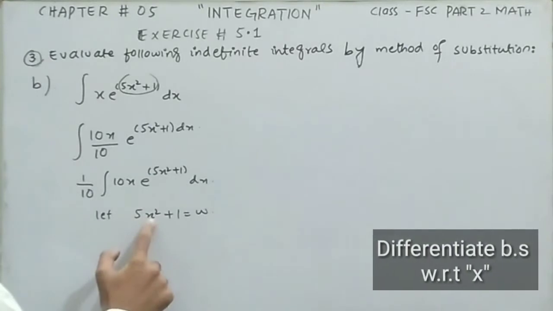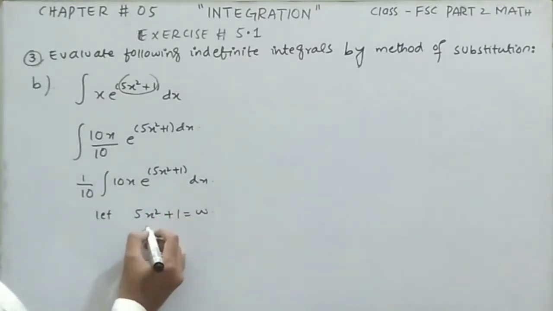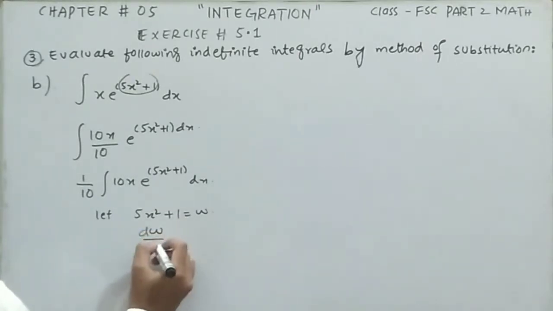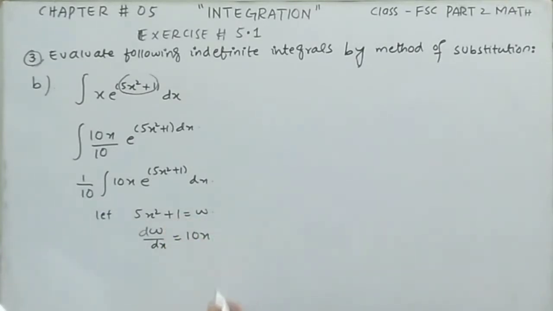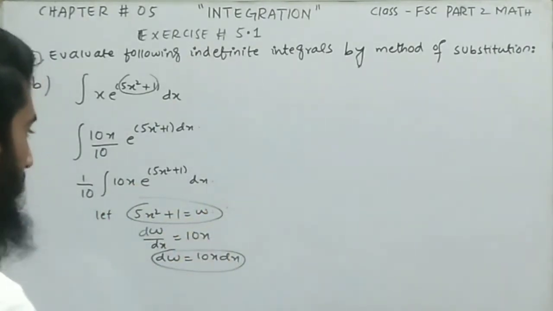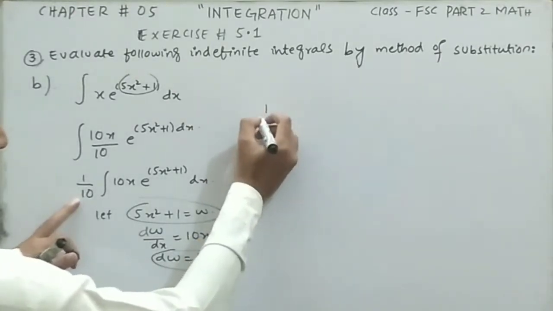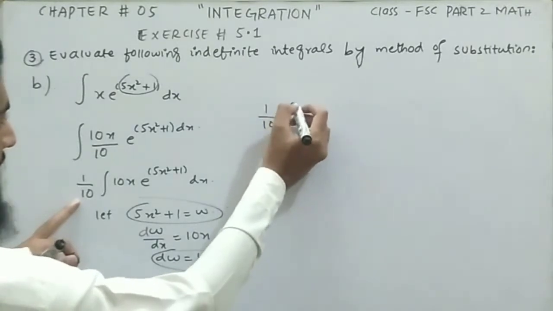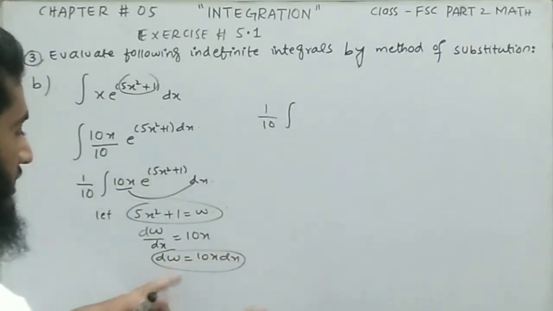Differentiate both sides with respect to x. Because over here the differential operator is dx, we will differentiate both sides with respect to x. So it becomes dw by dx will be the derivative of 5x square, which is 10x, and the derivative of 1 is 0 because this is a constant. Now after this it becomes dw equal to 10x into dx. Now putting these values, our new integral will generate in terms of variable w. So 1 over 10 integral of 10x into dx. 10x into dx is actually dw.